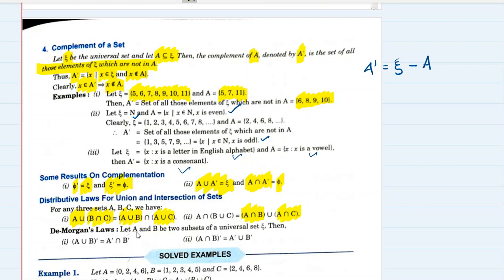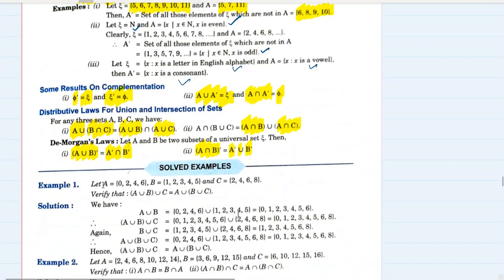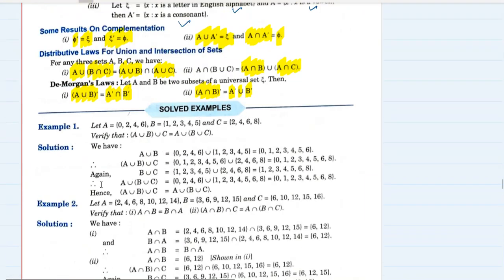De Morgan's laws. Let A and B be two subsets of the universal set. Then A union B complement is A complement intersection B complement, and A intersection B complement is A complement union B complement. So these are ready-made formulae which you have to remember, and you have to apply them when you are asked. Okay, so there are certain solved examples.